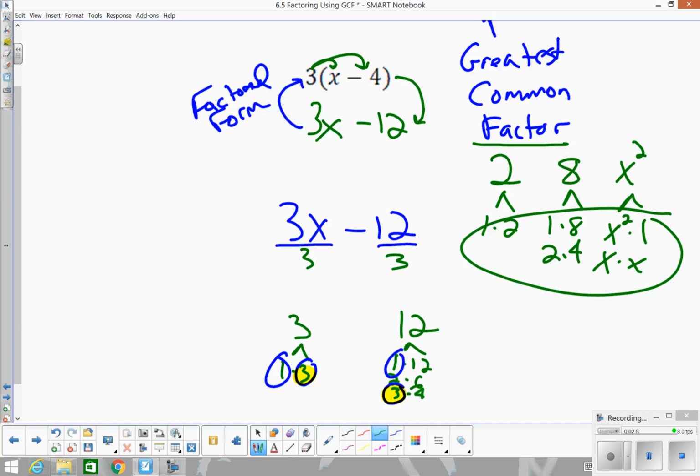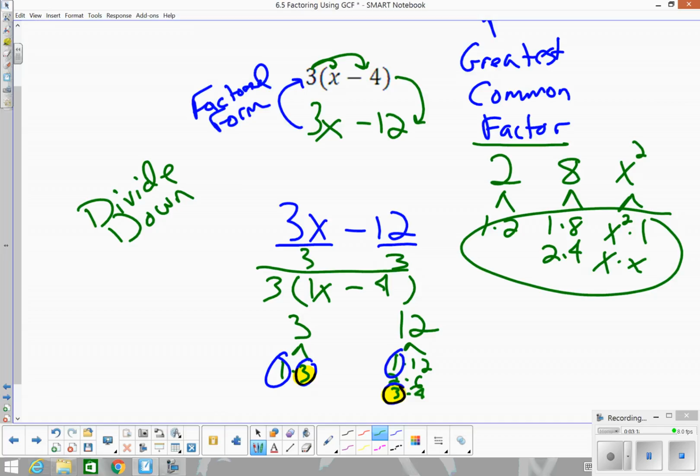So when I divide down, I'm going to get what's in my parentheses. When I divide down, 3 divided by 3 will give me 1. x, right? Negative 12 divided by 3 is negative 4. And that's what I'm left with in my parentheses. Now what I'm going to take on the outside of my parentheses is what I divided both terms by, and that's a 3. So my factored form would be 3 times the quantity x minus 4.